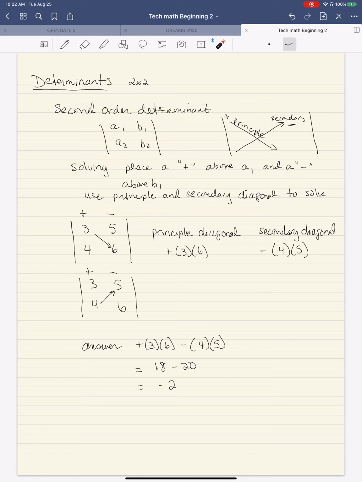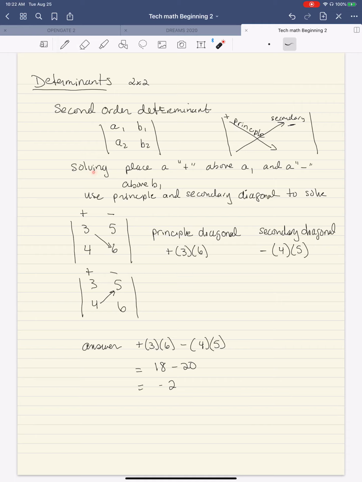Each diagonal is used to multiply and to solve it. So the top diagonal is called the principal diagonal. It's also the positive diagonal, and the secondary diagonal is the negative diagonal. So that means when you're multiplying the second diagonal, you also have to put a negative sign within it, and just watch out for double negatives with the numbers.